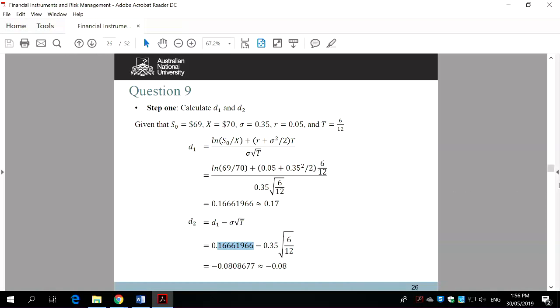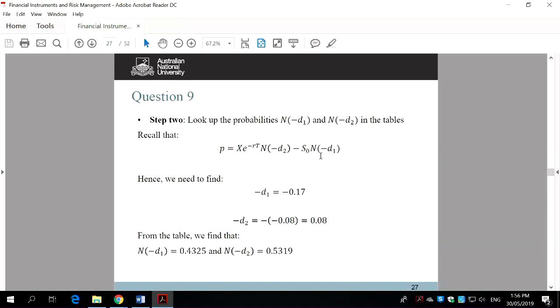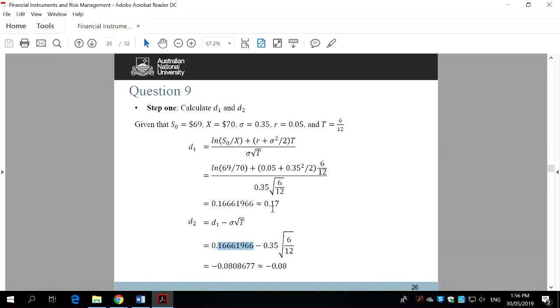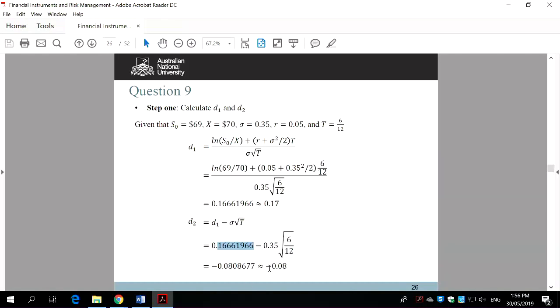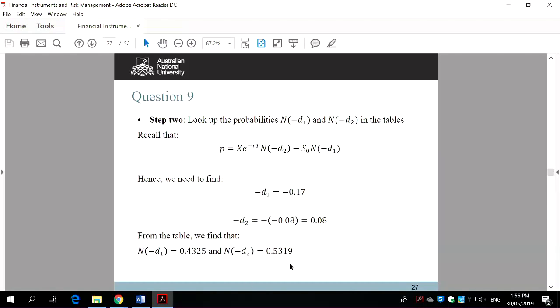Remember, we're dealing with the put option here, okay? So this is what the put option formula looks like. What we try to find is N(-D1) and N(-D2). So we work out D1 is 0.17, right? So minus D1 is simply minus 0.17, and given that D2 is minus 0.08, so we try to find N(-D2) here. So minus D2 is positive 0.08.